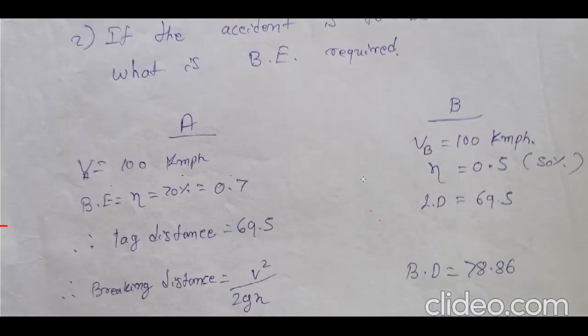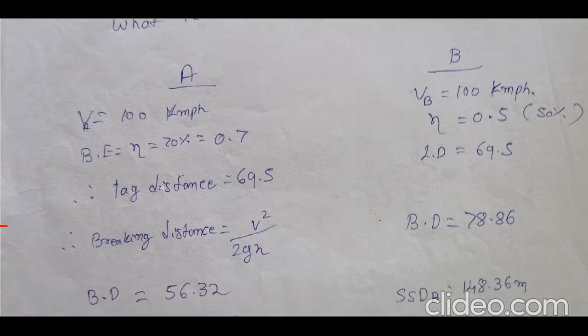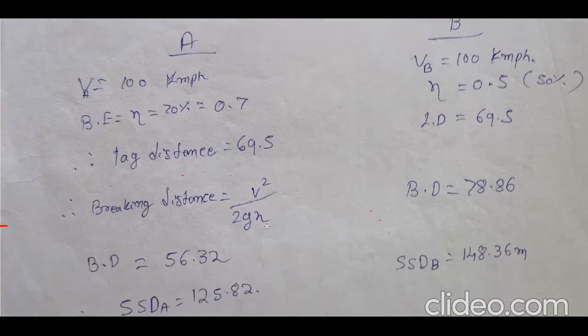First we will note the data. For both the vehicles, the traveling speed is 100 kmph. Lag distance is V into t, which is the same for both, 69.5 meters. Braking distance we have to calculate with V square by 2gn.